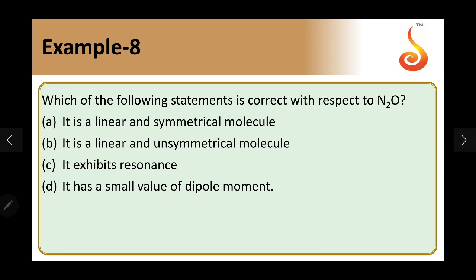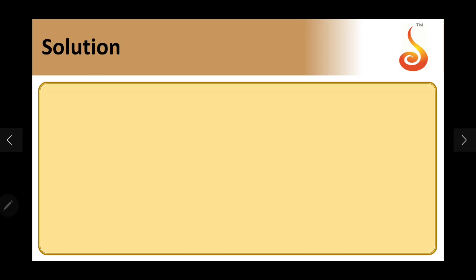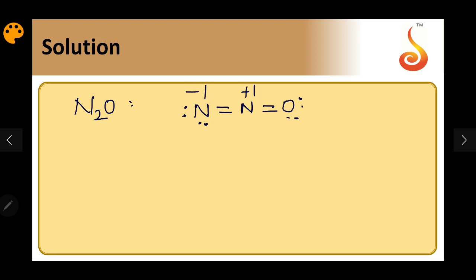Example 8. Which of the following statements is correct with respect to N2O? So N2O, what is the structure? So we know N2O, two nitrogens double bonded to each other and bonded to oxygen. So this will have two lone pairs. Oxygen also will have two lone pairs. The formal charge here is +1, here formal charge is -1. So this is the structure of N2O.